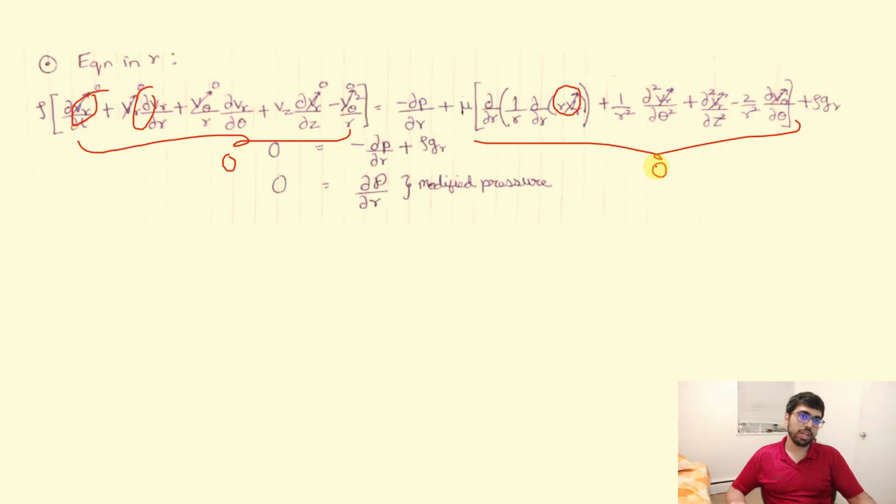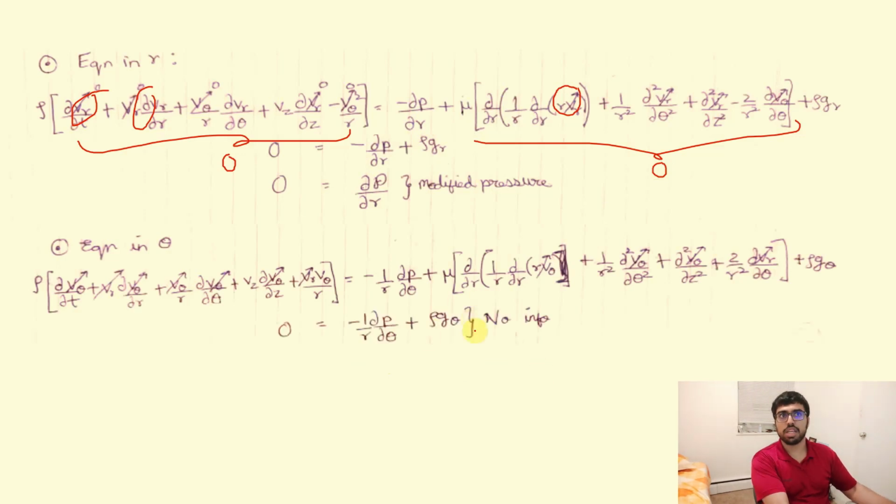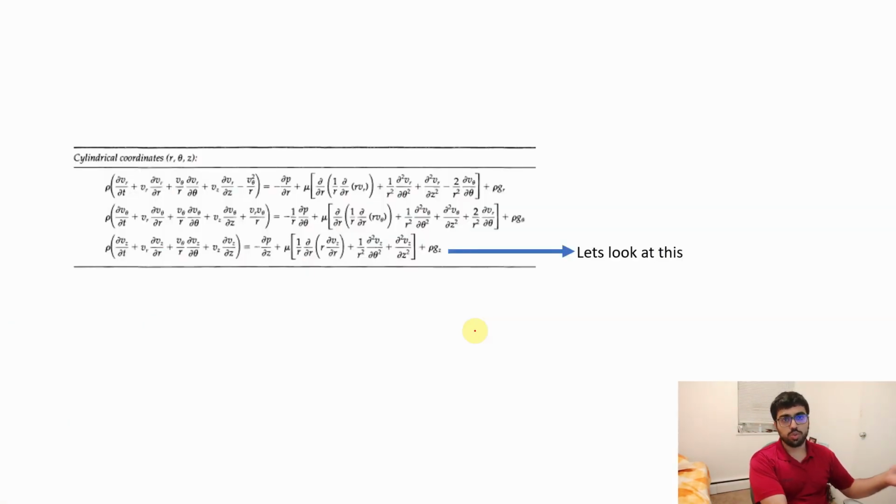And what do we need to find? We need to find the velocity profile of Vz, right? So that doesn't help us. And again, the equation of theta will again be 0, and this doesn't give us any information as such about the velocity profile within the annulus. So we shift our attention to the z coordinate of this equation of motion.